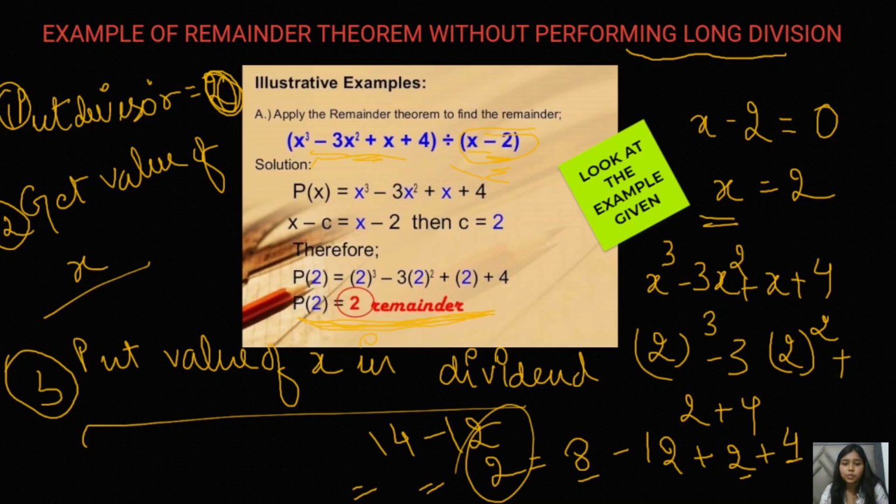Okay, this is what we have to study in the remainder theorem. It is very easy to calculate the remainder without doing anything. Just put the value of the divisor equal to 0 and get the value of x, and put that value of x in the dividend to get the remainder.